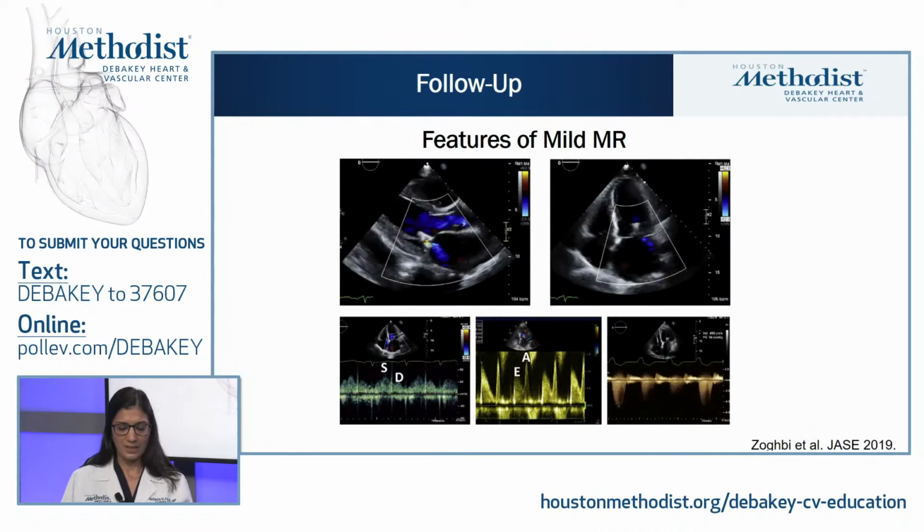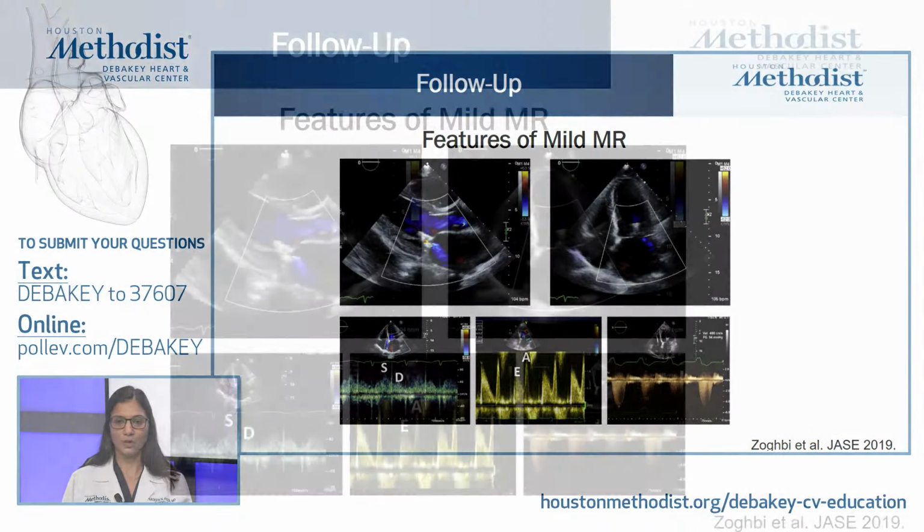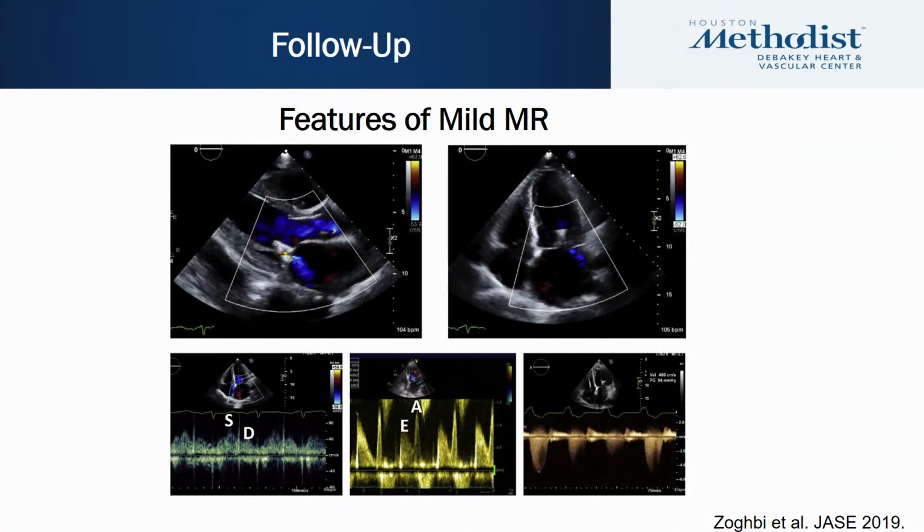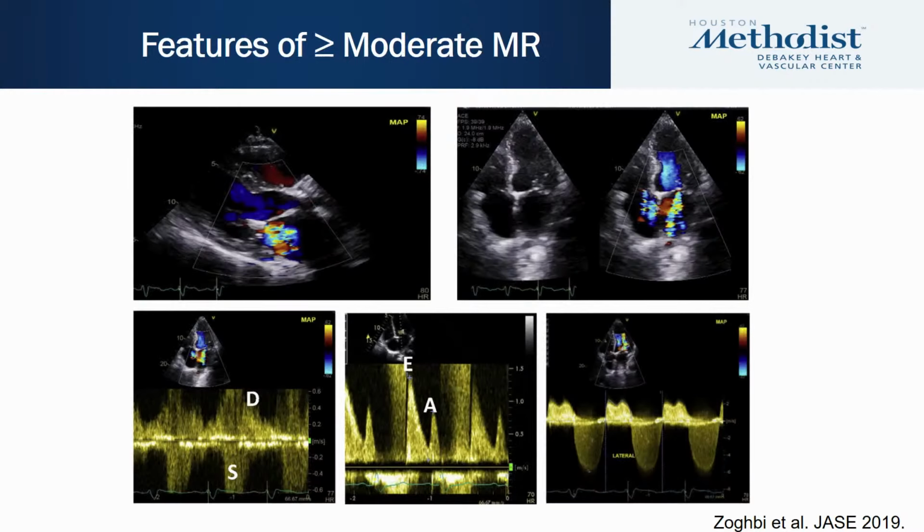As for follow-up using TTE, features of mild MR include a small area jet, lack of flow convergence, a systolic dominant pulmonary venous flow, an A-dominant mitral valve flow, and a faint or incomplete mitral regurgitant jet. Features suggestive of moderate mitral regurgitation or more include a large jet area, flow convergence, systolic flow reversal in the pulmonary veins, a dominant E wave, and a dense, complete MR jet. So these are things to look for after percutaneous interventions by TEE.